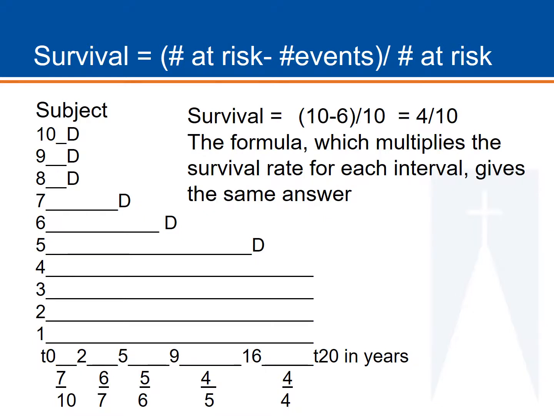So in the time between year 5 and 9, 5 out of the 6 people left survive. In the time period between 9 and 16 years, 4 out of the 5 people survive. And in the final time interval, all of the remaining 4 people survive between 16 and 20 years. At the end of the study, 4 of the 10 who started the study have survived.